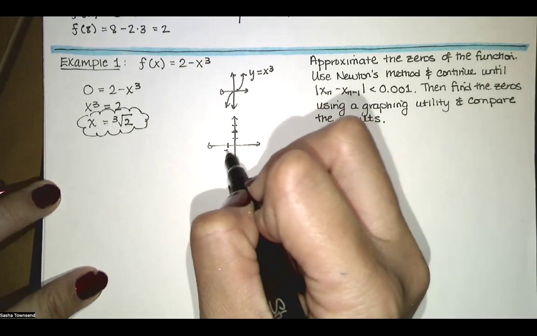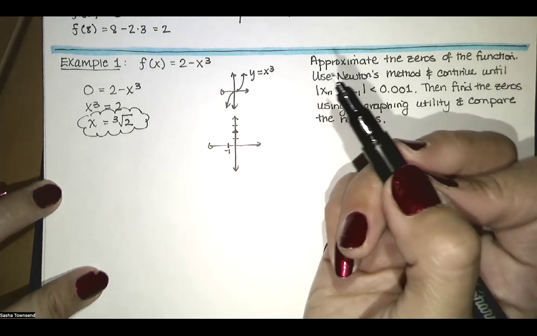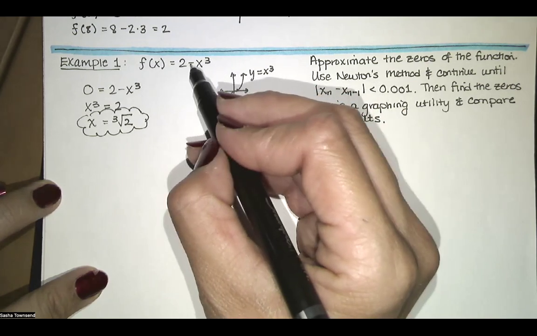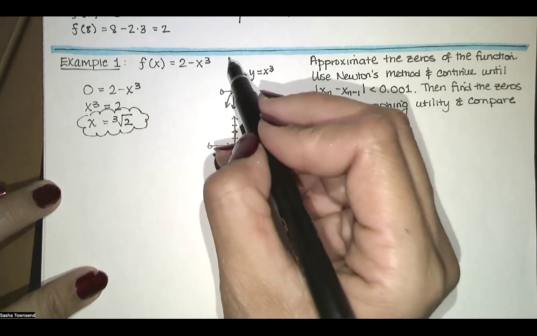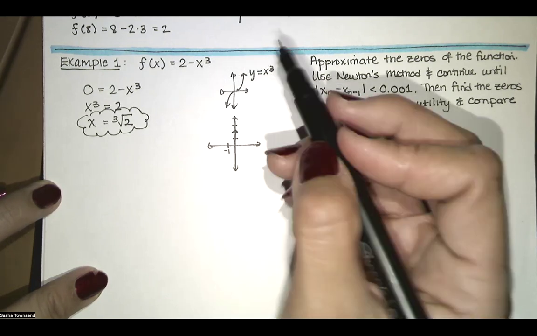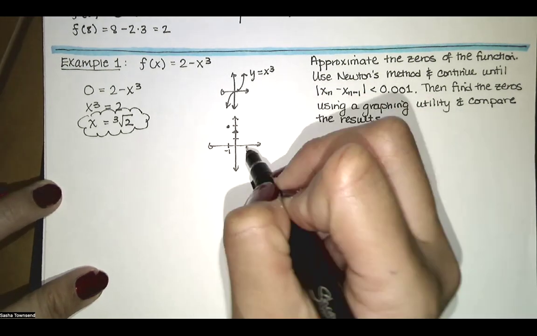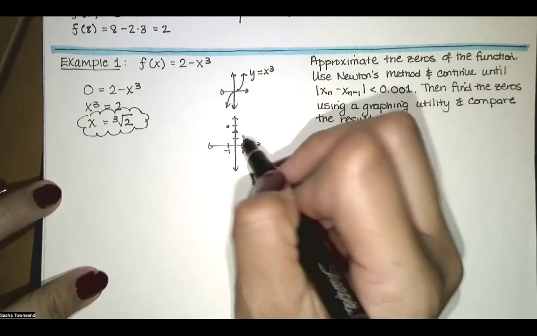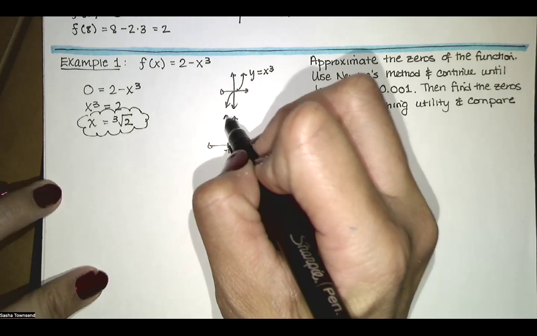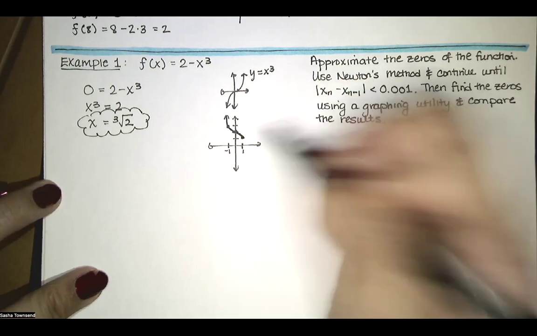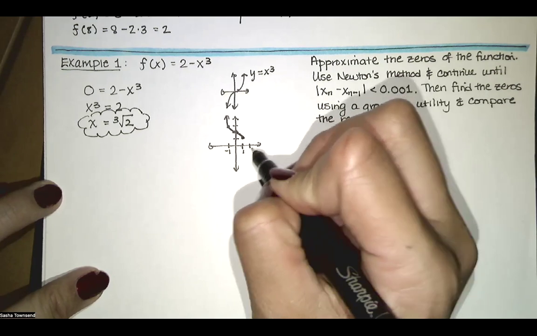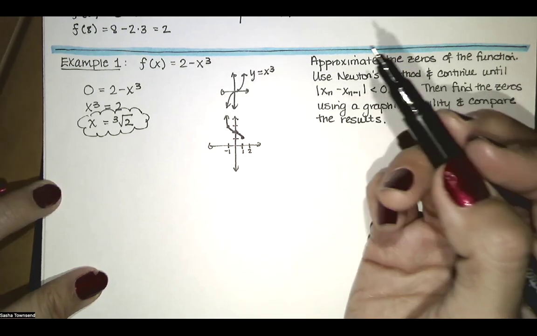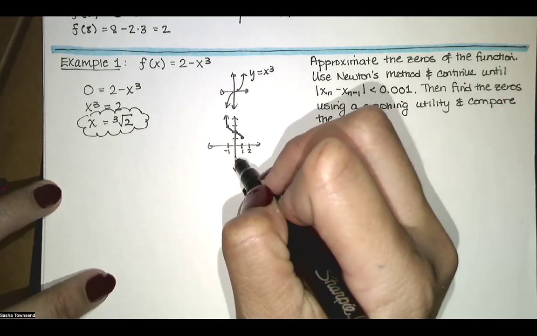So when x equals -1, we're going to have 2 minus -1 cubed. -1 cubed is -1, so we're subtracting. 2 minus -1 is 2 plus 1, which is 3. And then at x equals 1, we've got 1 cubed, which is 1. 2 minus 1 is 1. And so our graph is going to look like this. And then at x equals 2, the y value is 2 minus 2 cubed. 2 cubed is 8, so we have 2 minus 8, which is -6.